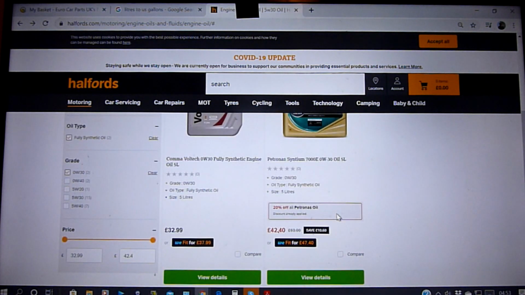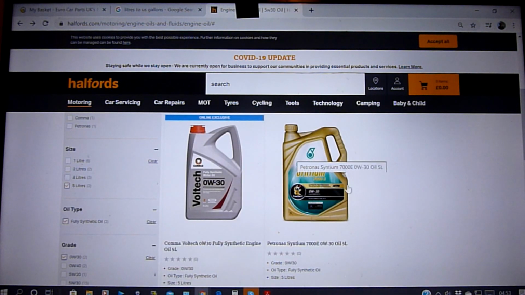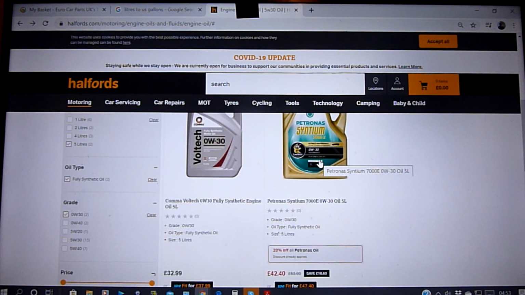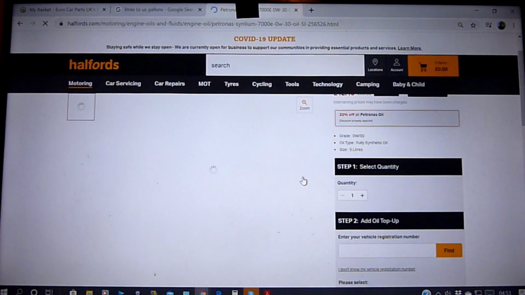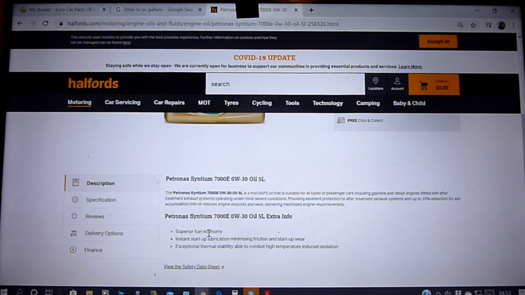$7,000E. I guess this is probably the one. I bet this one here is C1. This is C1, on my guesses. 5 litres.